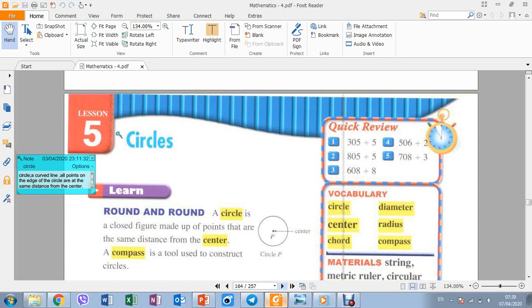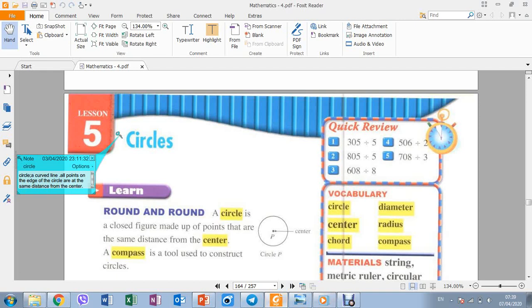How is today going? Today we're talking about a new topic, the circles. We talk about circles and all the components of the circles. Now, first, what is the meaning of a circle? We need to know what a circle is.